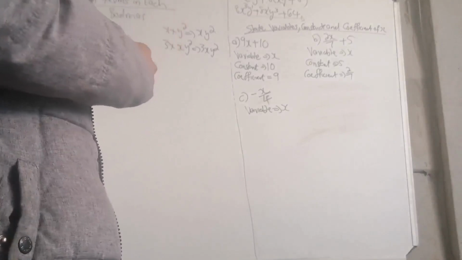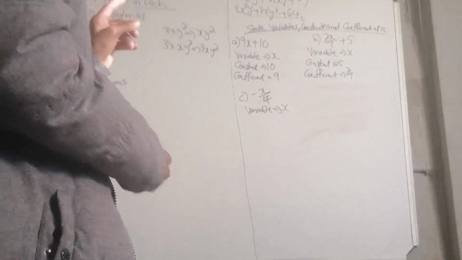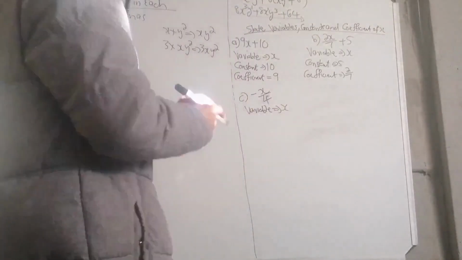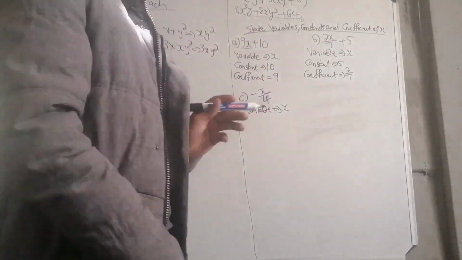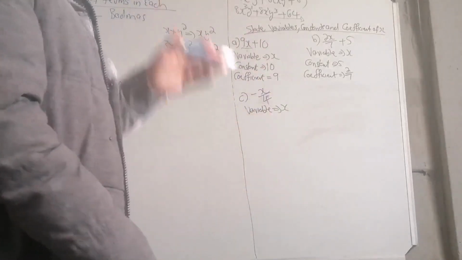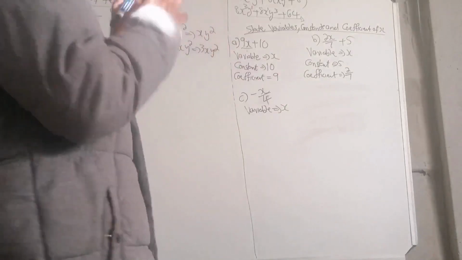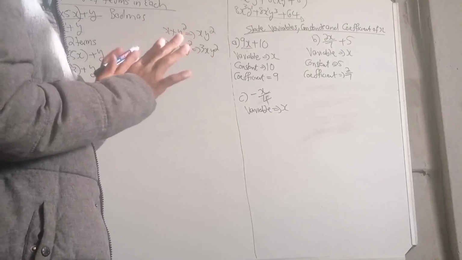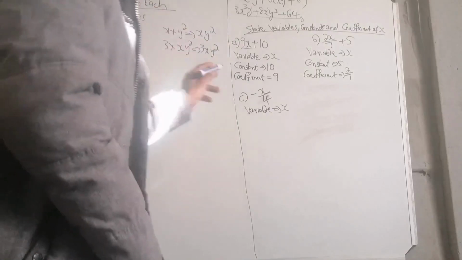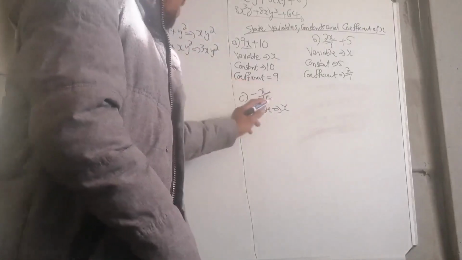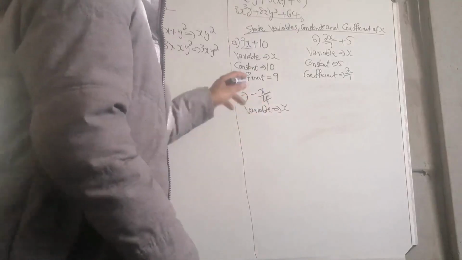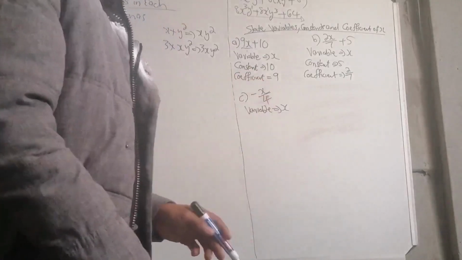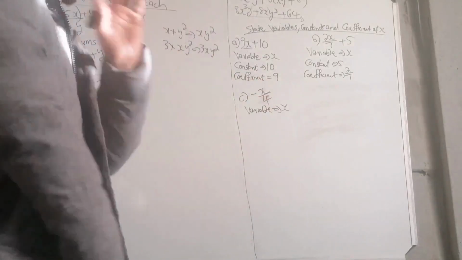A constant has to be a number far away from anything that is attached to x, like the number 10. A constant should never have a letter closer to it. Never. Whatever number you can think of that is attached to x can never be a constant.